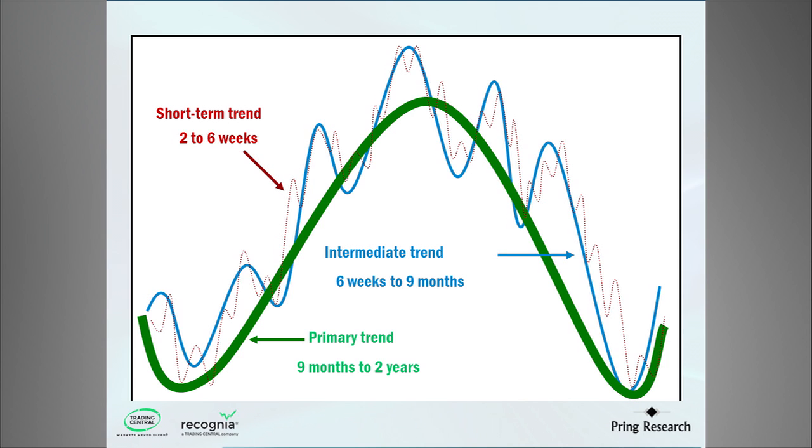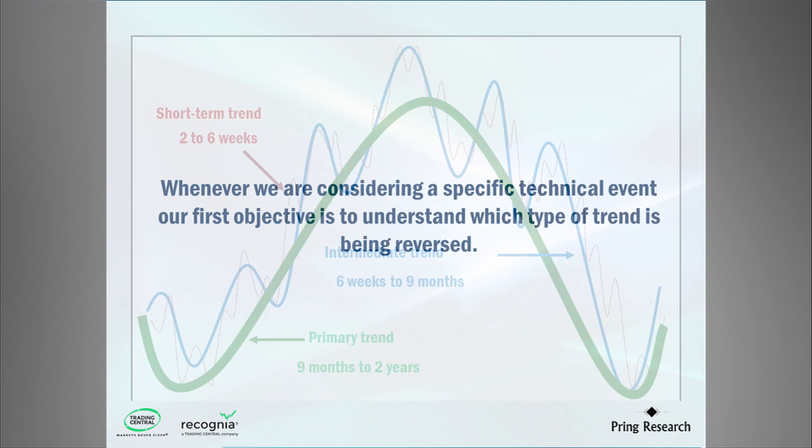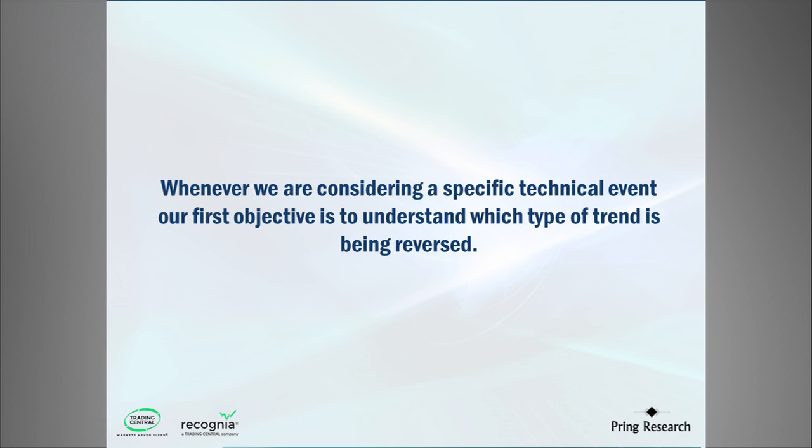Indeed, there are many more types of trends, some longer and some shorter, than the three we've just been describing. These too have an influence on price. Whenever we're considering a specific technical event, our first objective is to understand which type of trend is being reversed. For example, if a reversal of a short-term trend has just taken place, a much smaller price movement may be expected than if the event was reversing a primary trend.